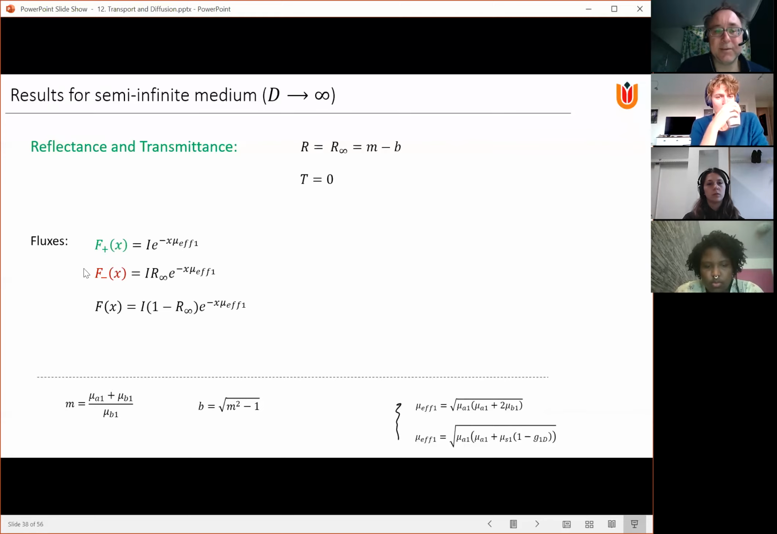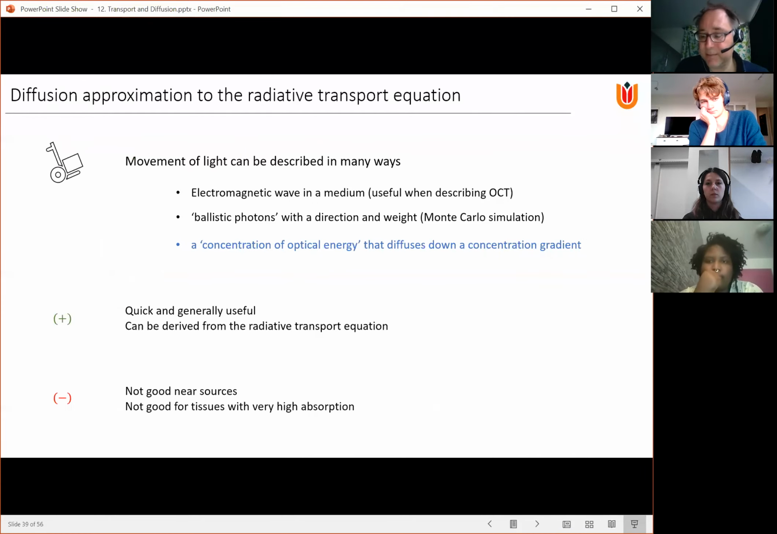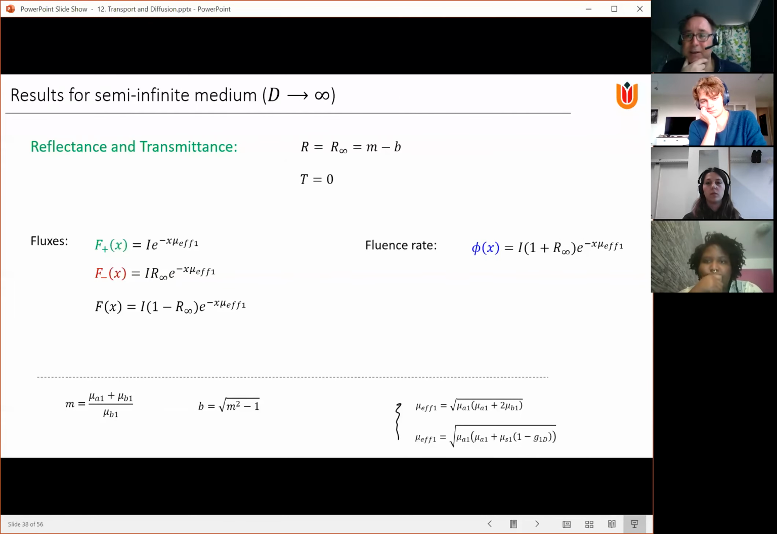So the flux in the forward direction, the flux in the backward direction, the net flux, and the fluence rate is here as well somewhere. The fluence rates are all just simple exponentials, all with this effective attenuation coefficient. So this beast over here is the coefficient in the exponential. So that simplifies it. All right, I want to stop here with regard to the transport theory.